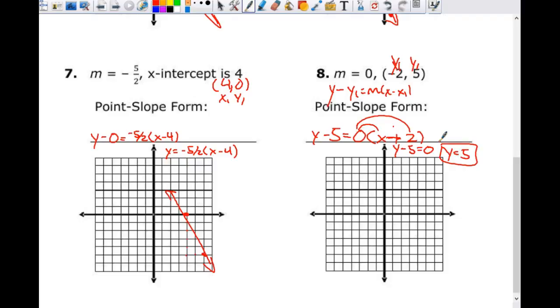It's going to be a horizontal line, at 1, 2, 3, 4, 5. And hey, look, it goes through this point, negative 2, 5. 1, 2, 3, 4, 5.